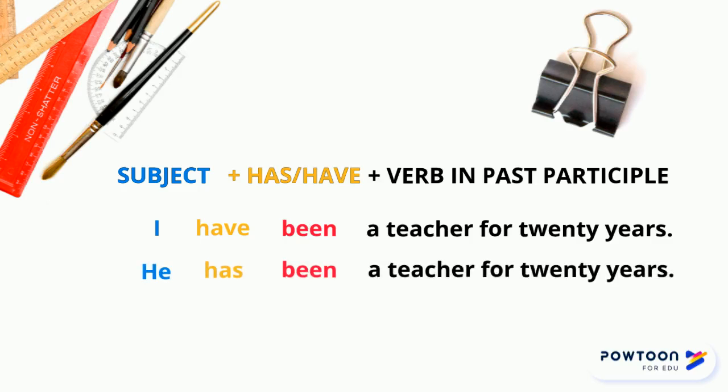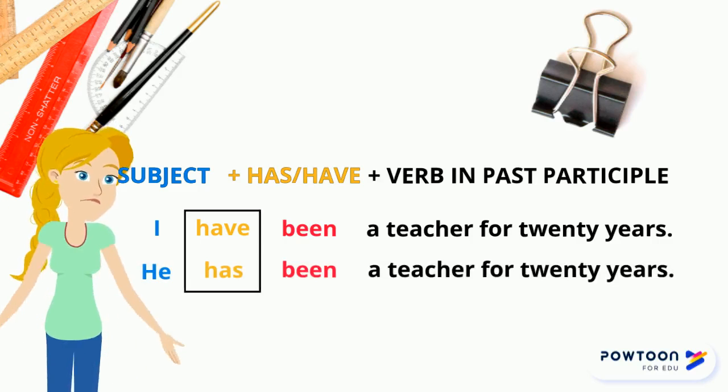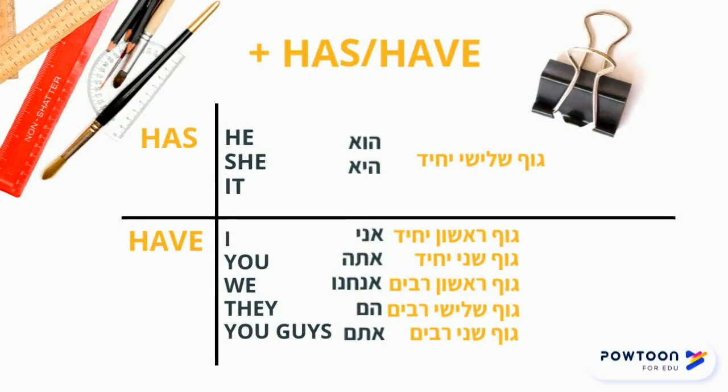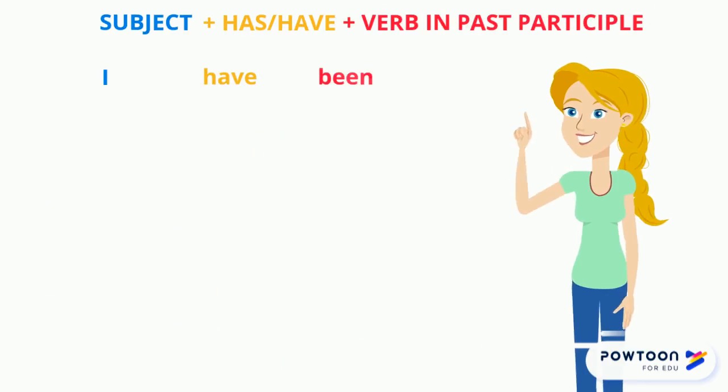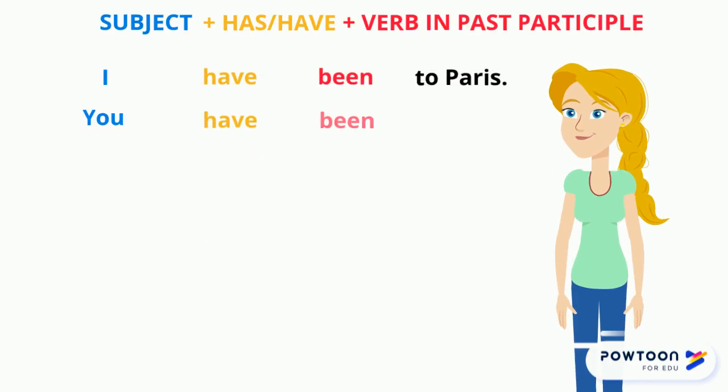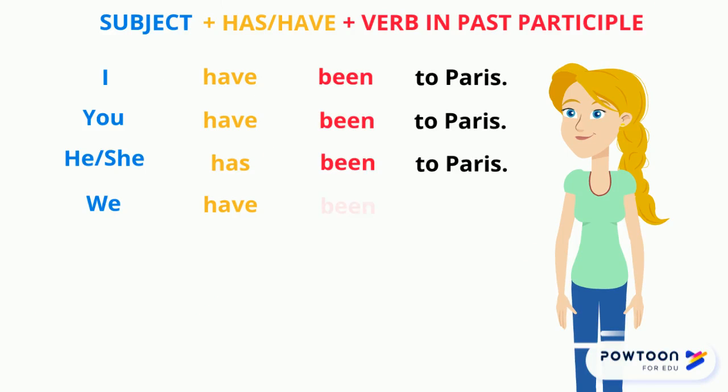How do we know when to use has and when to use have? We use has for he, she, or it, guf shlishi yachid, and we use have for I, guf rishon yachid, you, guf sheni yachid, we, guf rishon rabim, and they, guf sheni rabim. Here we can see the same sentence in present perfect using has or have according to the subject of the sentence. I have been to Paris. She has been to Paris.